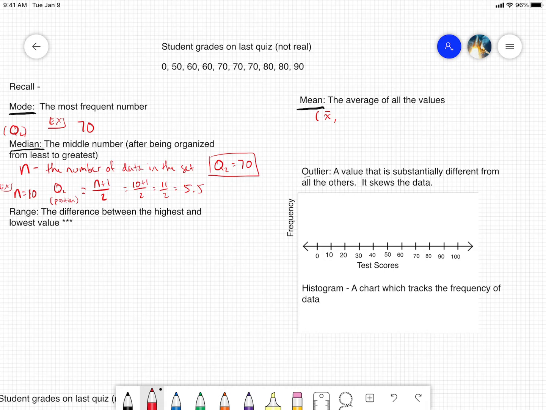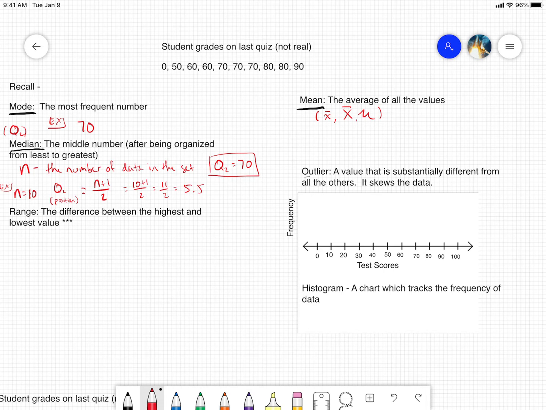Another way that you might see it is an uppercase X with a line above it. And then the last way you might see it is this Greek letter mu, which just looks like an oddly cursive M. Those are the variables that we use to represent the mean. The one that we're going to work with is the lowercase x with a bar above it.